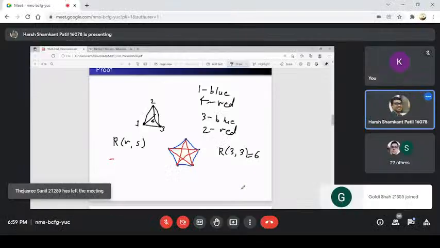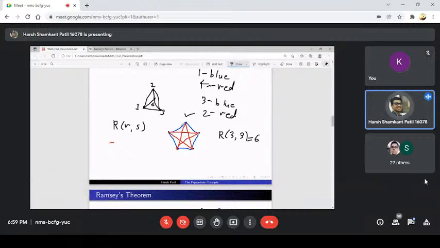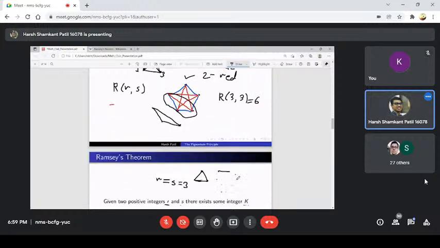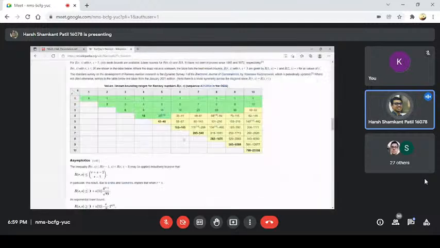So in this graph, if I take these three vertices and just take all the edges between them, this is a subgraph of this graph. Right. So I was telling you about Ramsey numbers.